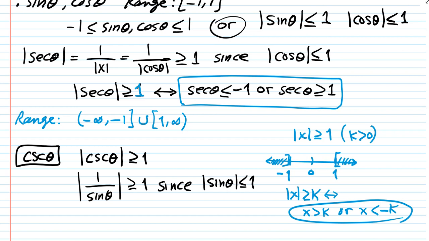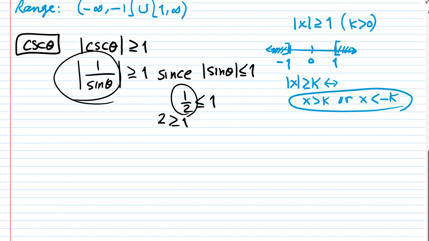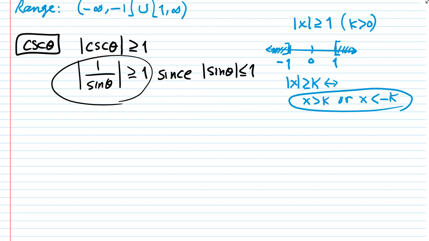Think of it this way. For example, I know 1/2 is less than or equal to 1. The reciprocal of that, which is what cosecant is, the reciprocal of 1/2 would be 2. Wouldn't 2 be greater than or equal to 1? So that's the kind of work we're talking about. If 1/5 is less than 1, then the reciprocal of that, 5, would be greater than 1. And that's exactly what we're saying in here. Because the absolute value of sine is less than 1, its reciprocal is going to be greater than or equal to 1.